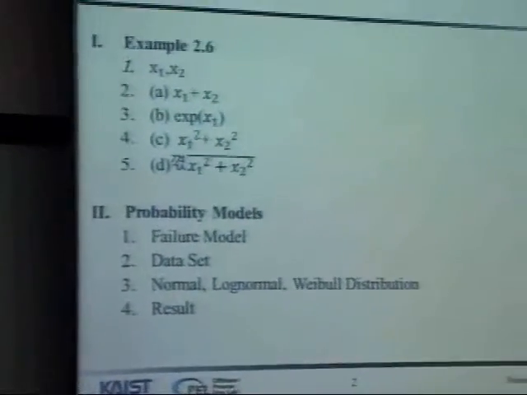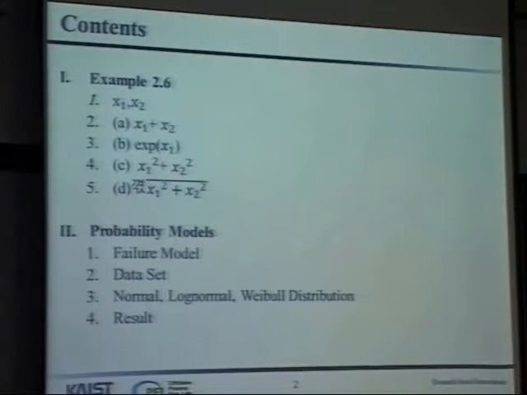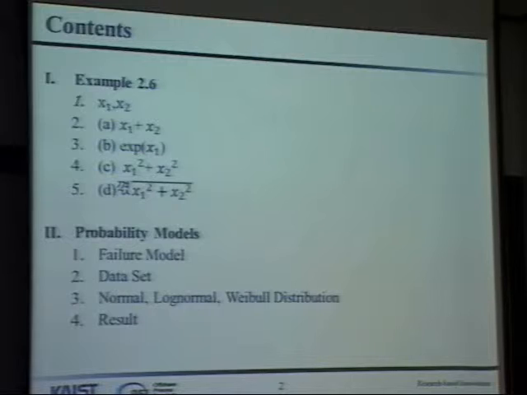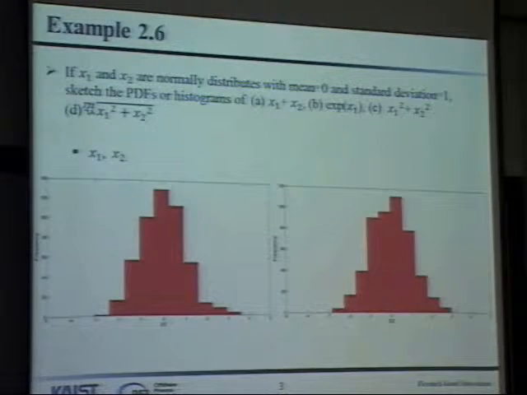Here's our contents. First, we're gonna talk about example 2.6, and next, we are gonna deal with probability models. To solve the problem, first, we generate the 500 normally distributed random variables for x1 and x2. As you can see in the figure, x1 and x2 are normally distributed.